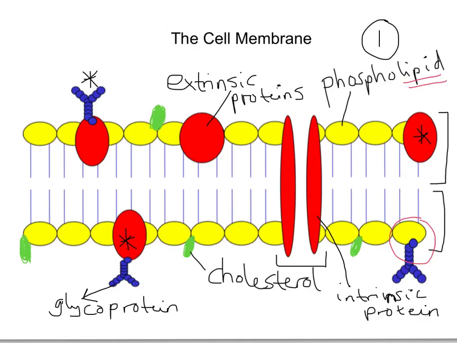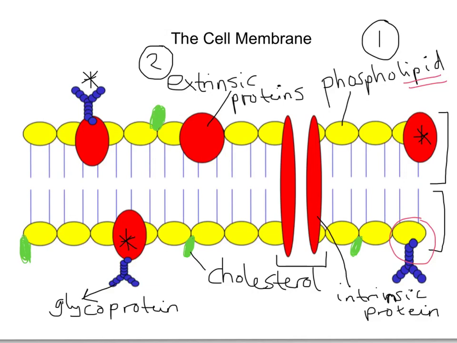Next, let's think about these extrinsic proteins. Those extrinsic proteins help to give the cell membrane mechanical support and strength, but moreover, they act as what are called cell receptors for molecules like hormones, especially when we have carbohydrate attached, like we see with this glycoprotein. So these extrinsic proteins give mechanical support, and with the attached glycoprotein can act as receptors.